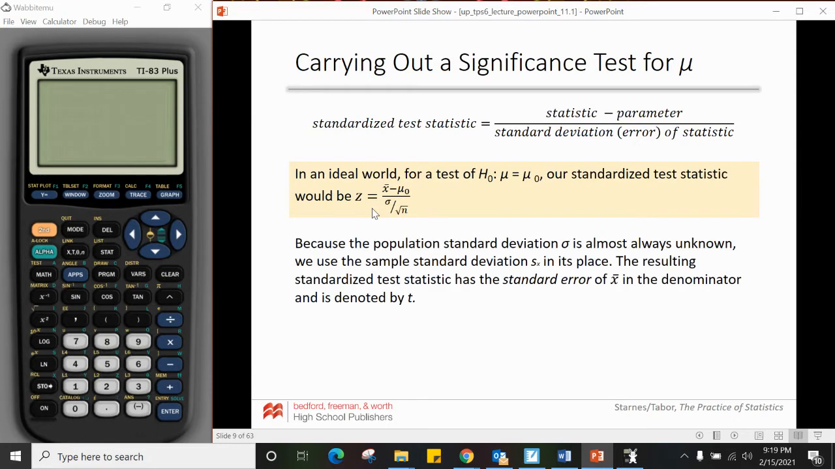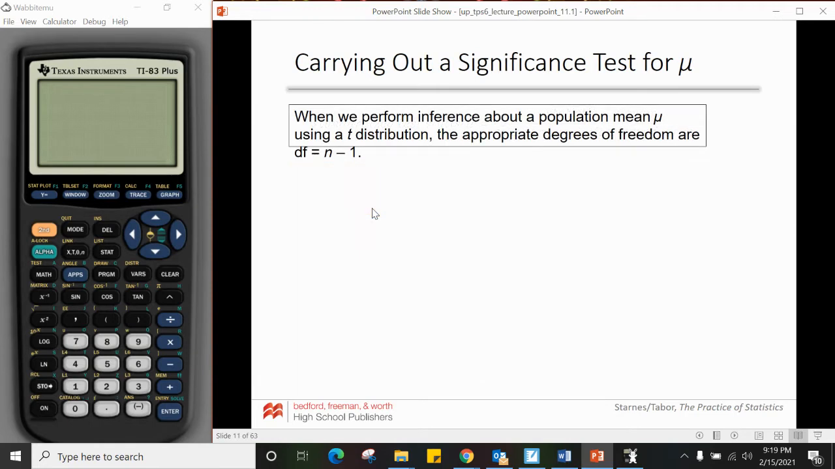However, we almost never know the population standard deviation because we don't know the population mean. That's what we're trying to find in this case. So if we don't know sigma, we will use the sample standard deviation, S sub x, and therefore we cannot use the z-score. We must use a t-score. All right, so the formula we will be using is t equals x bar minus mu naught divided by S sub x over the square root of n.